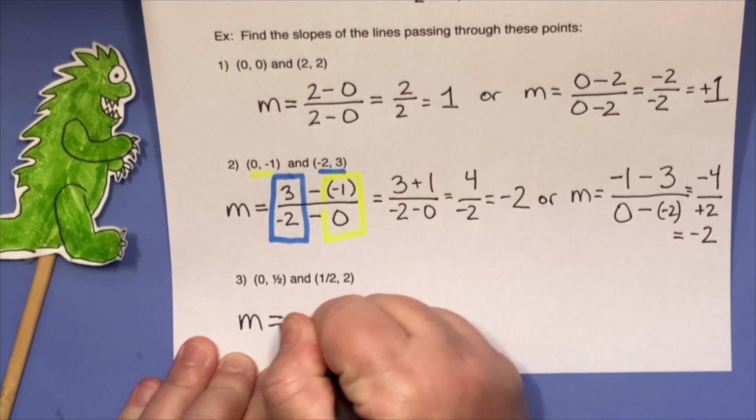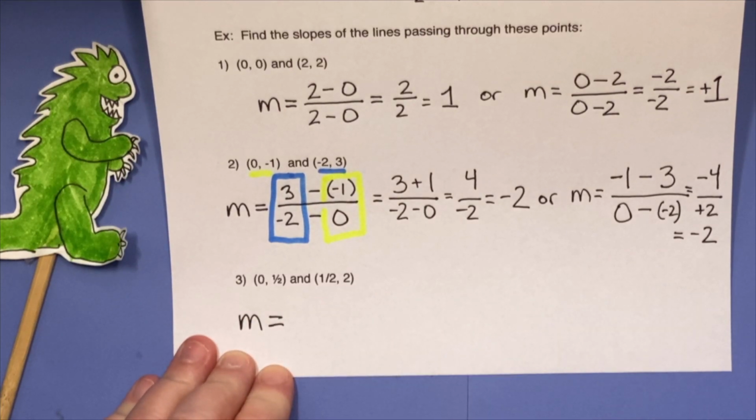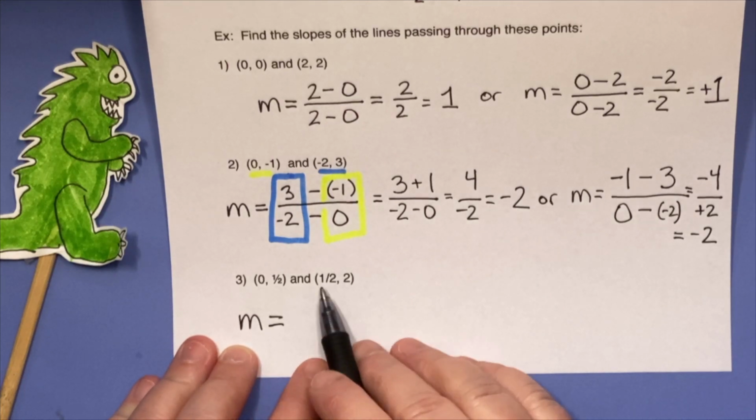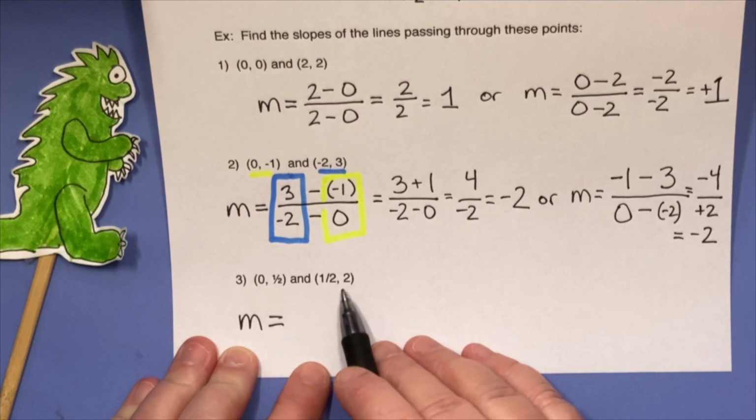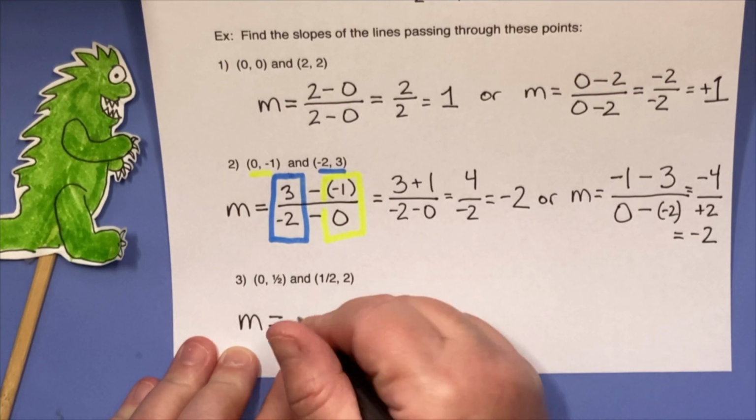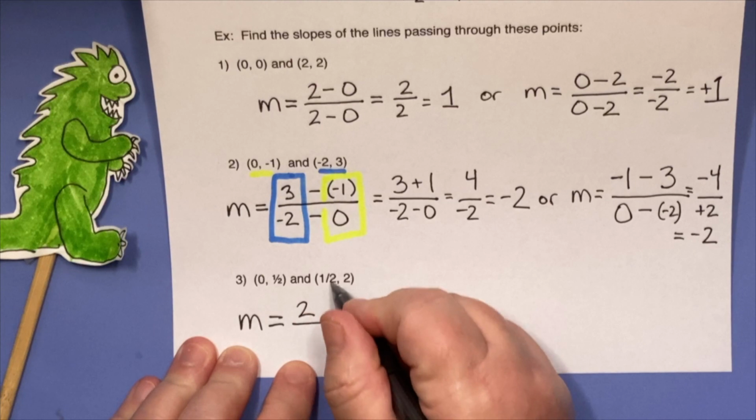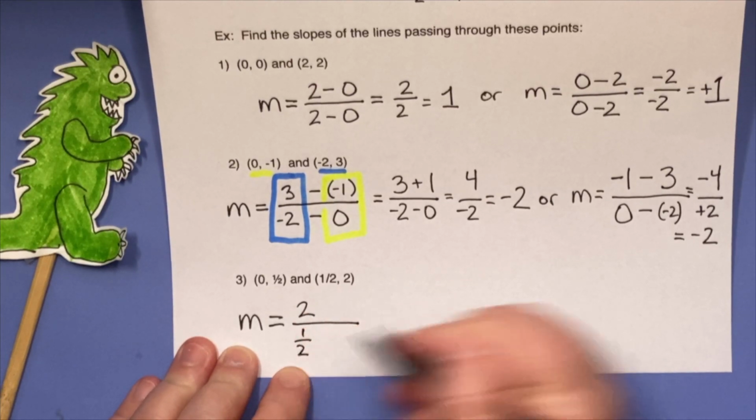Okay, so the slope equals. Now, if you're going to choose to do slope, I would always encourage you to consider which numbers are bigger. These two are greater than these two, so I'm going to start with this one. So the y on top I'm going to start with is 2. So the x on the bottom I'm going to start with is 1/2.